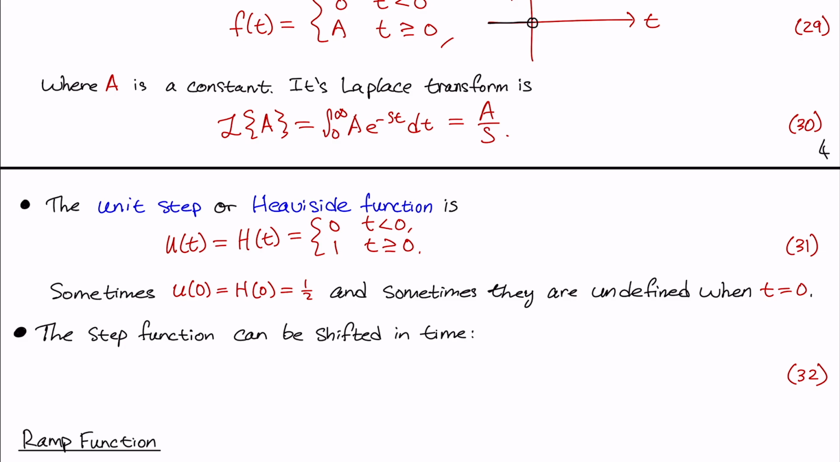And then sometimes, depending on what you're dealing with, you may define the step function or unit step at 0 to be equal to 1/2. Other times you may say it's undefined at 0. Generally, I just say it's 1 at 0. But it does sometimes make a difference. In this class, we're just going to say it's 1 at 0 for simplicity.